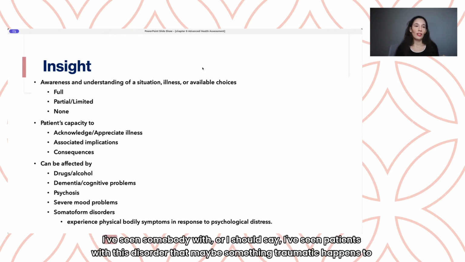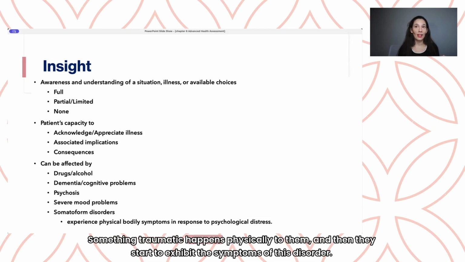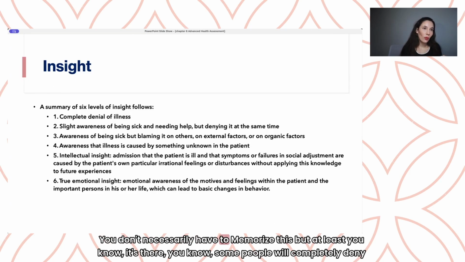So I've seen patients with this disorder where maybe something traumatic happens to them physically. They never had a disorder before. Something traumatic happens physically to them, and then they start to exhibit the symptoms of this disorder. So there are 6 levels of insight. You don't necessarily have to memorize this, but at least it's there.